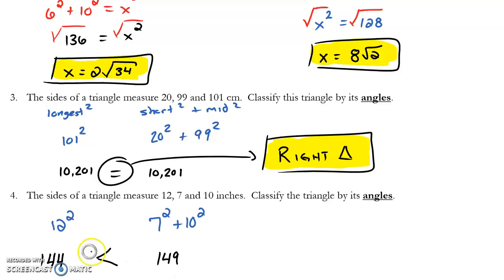If these two are equal, it's a right triangle. But if my longest side is less than that, so if they're equal, it's 90. If it's less than, it's less than 90. My longest side being smaller than my other two sides combined, as far as their squares, that makes it an acute triangle.